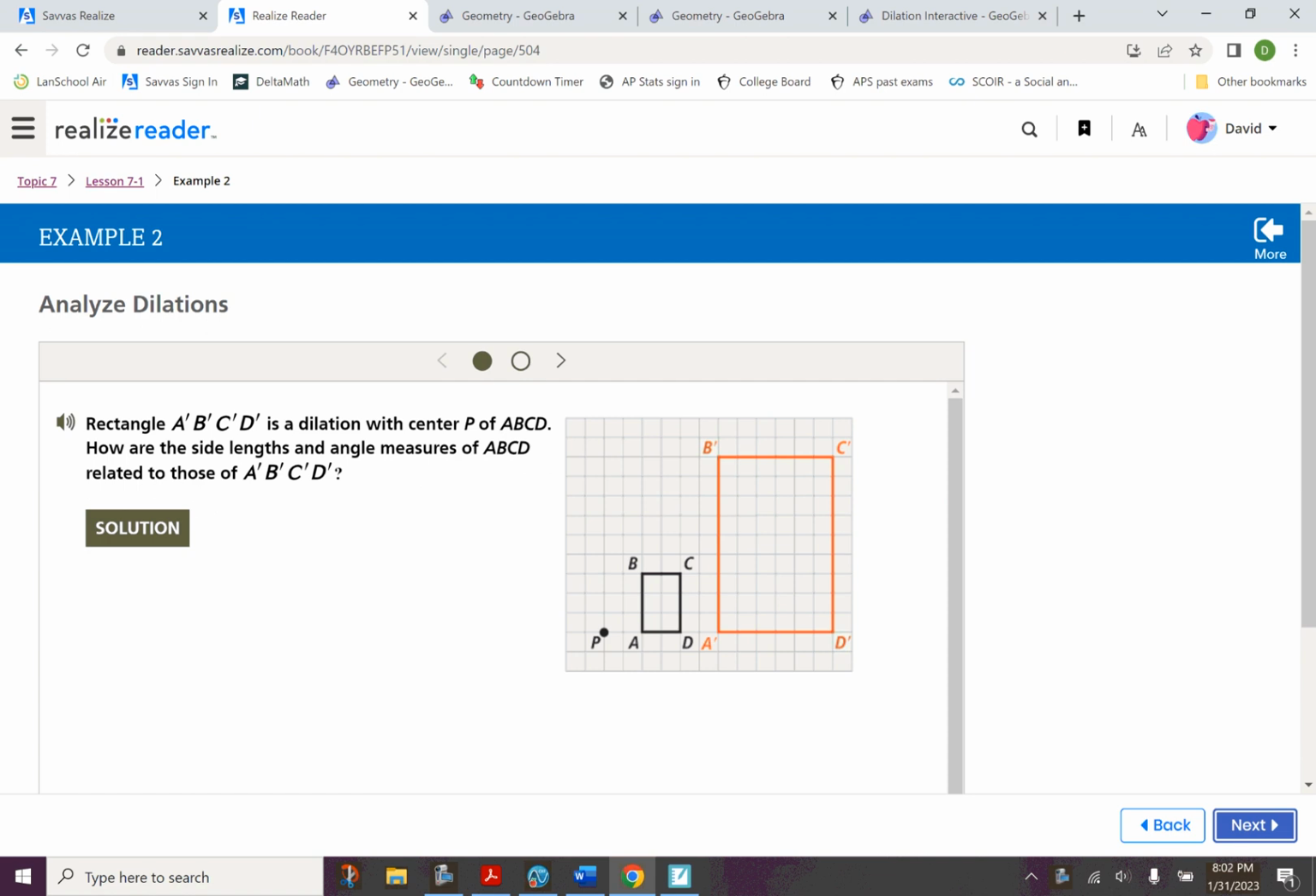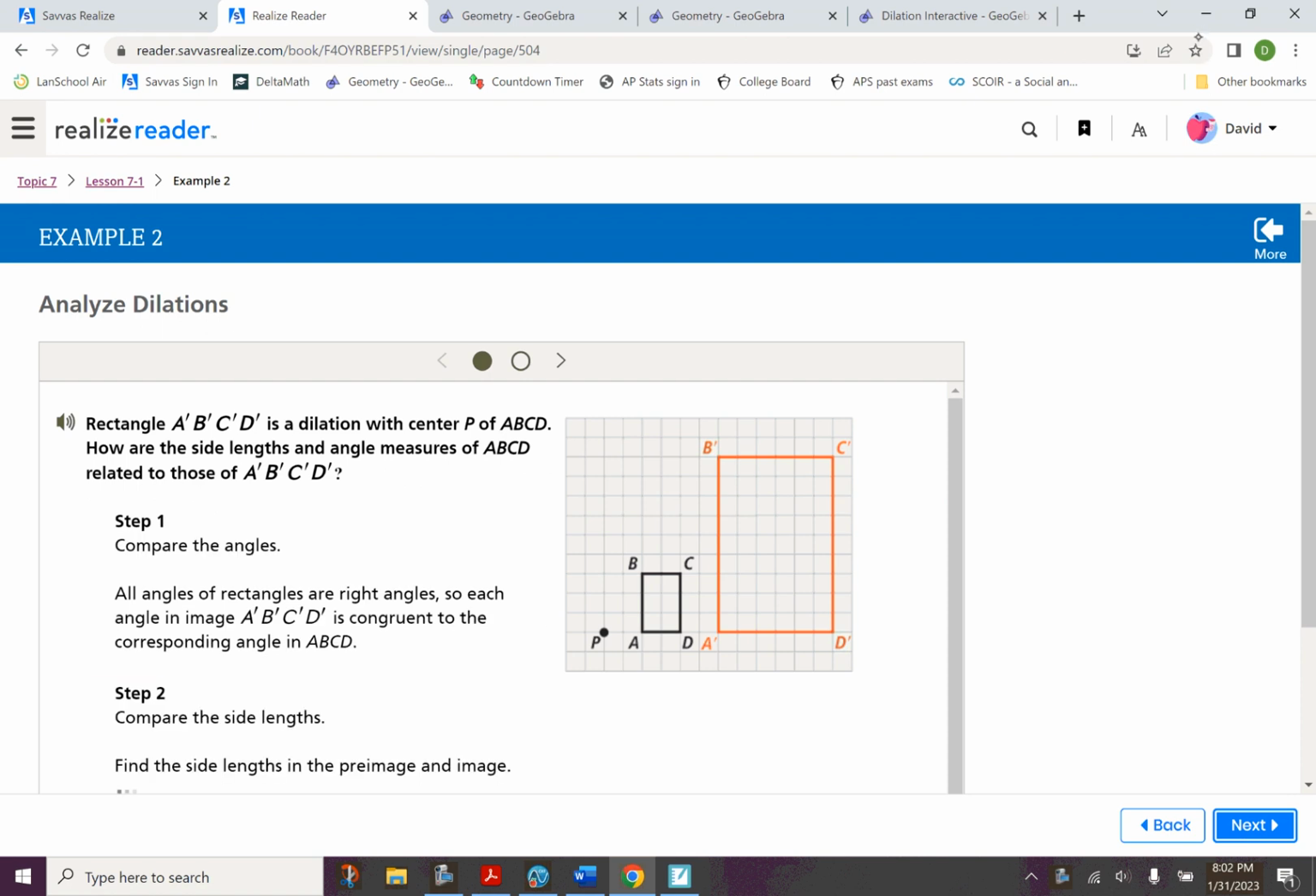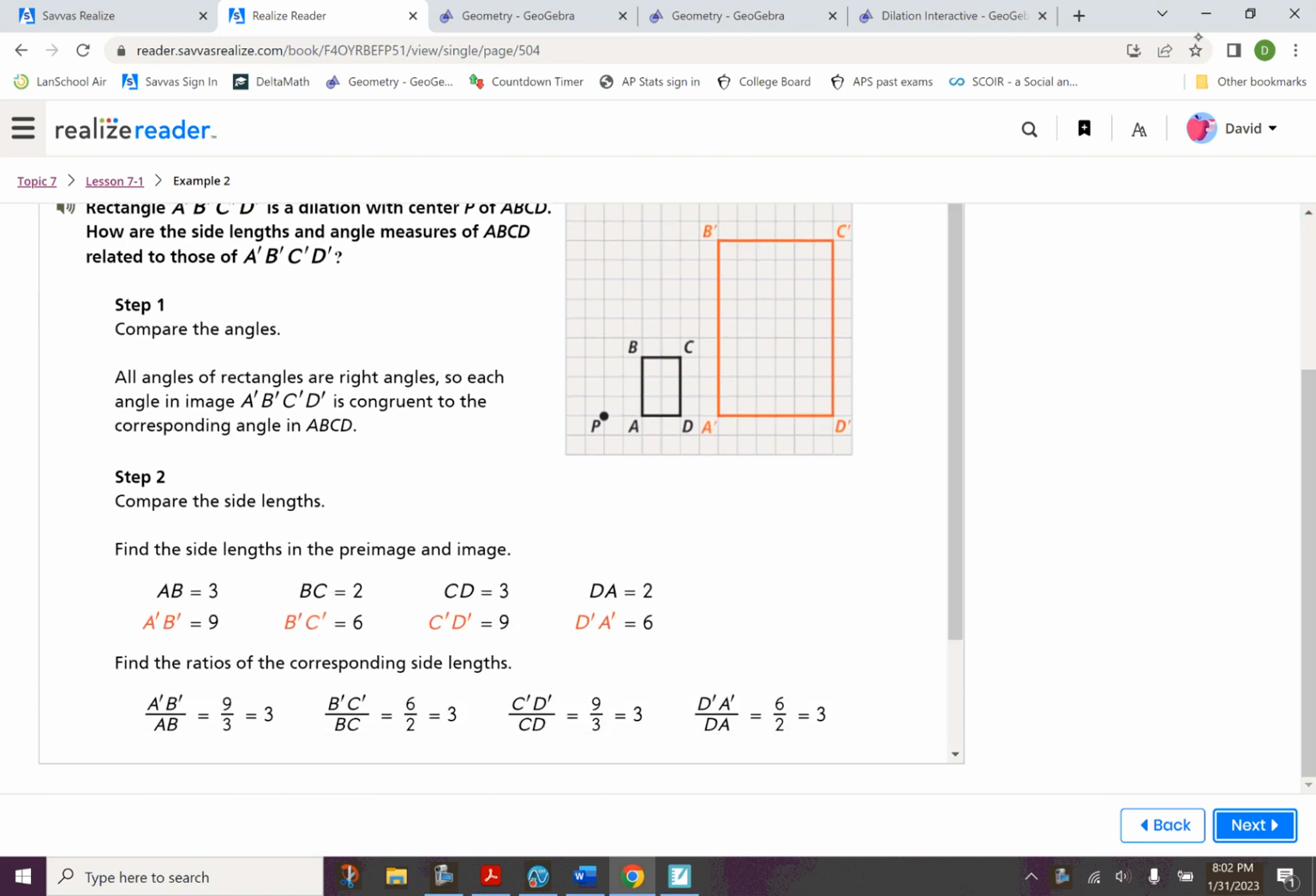Okay, so hopefully you can count. The length of segment AB is 3 spaces. The length of segment A prime, B prime, okay, maybe a little bit not so obvious, 1, 2, 3, 4, 5, 6, 7, 8, 9 spaces. So what was our scale factor? Now, step 1 is not compare the angles. Step 1 is compare the side lengths. AB is 3, A prime, B prime is 9. BC is 2, B prime, C prime is 6.